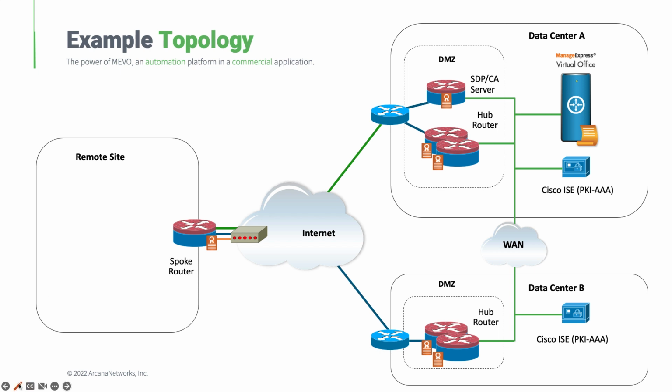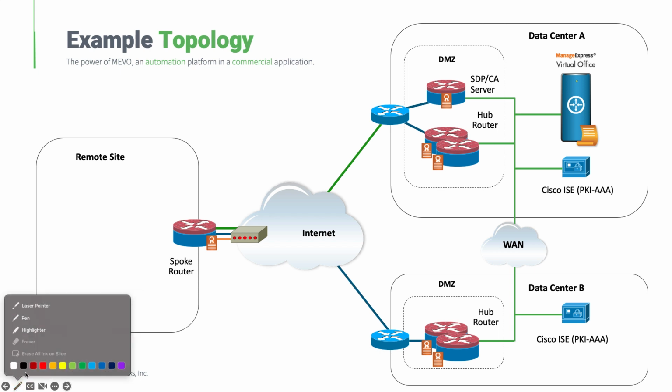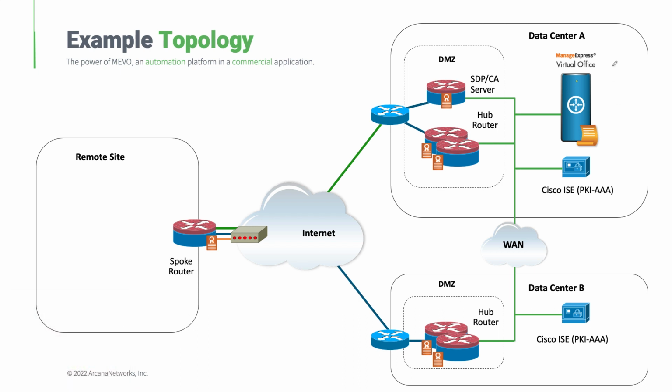Now, when it comes to routing, addressing, and traffic flow, the MEVO server and the ISE server only need private IP addresses. The SDP router and the hub router will both need public addresses.